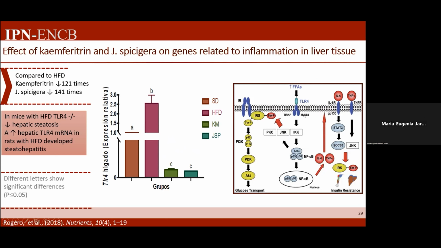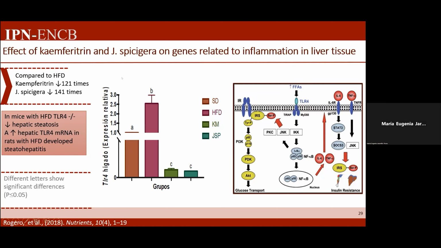And you can see what happens when we increase the free fatty acids around the cells, or in excess in liver tissue. The fatty acids are the ligand of TLR4 and promote the expression of NF-kB, which is a transcription factor that induces the production of interleukin-6 and TNF-alpha.